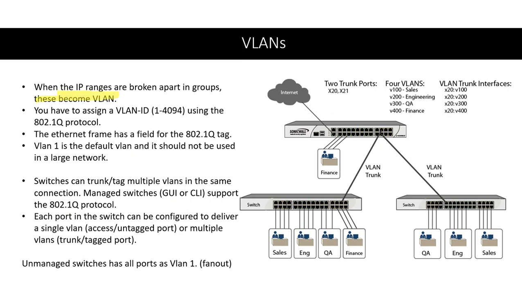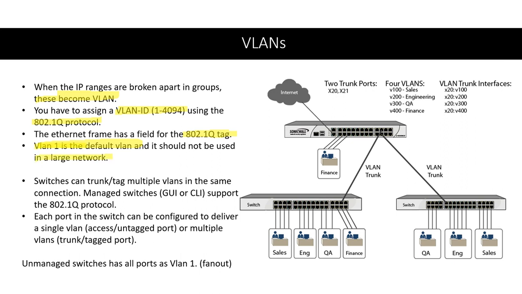So how do all these things work? Well, you subnet your network and then make it into groups, and then they become VLANs, right? For VLANs, you have to assign a VLAN ID that goes from any number from 1 to 4094, with some exceptions that Cisco uses in the 4000 range. They use the 802.1q protocol. The 802.1q is a tag that gets added to the header to identify the traffic.